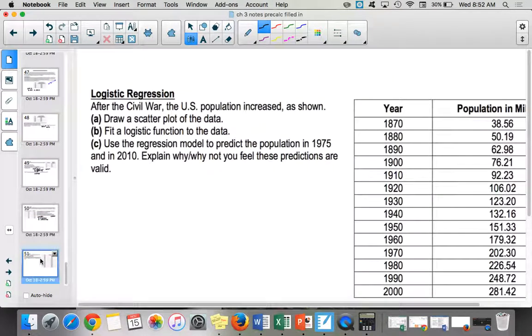So logistic functions, do you guys remember what those are? These are the ones that have two horizontal asymptotes. So we have like a limit to growth. It's kind of like a logarithmic, but not really, because it's got that horizontal asymptote on the left. So go ahead and put those in and see what we get.